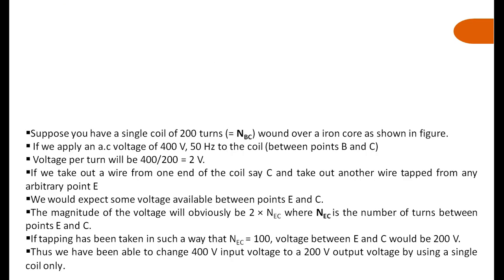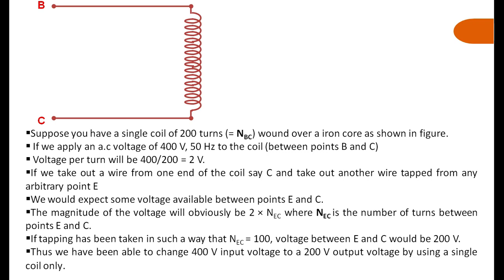Now we will see how exactly it is working, how we get a variable voltage across the secondary, with the help of a diagram. Suppose I have a winding between B and C. I have around 200 turns here. Then I am applying a voltage of around 400 volts, 50 hertz, to this winding, the BC winding.